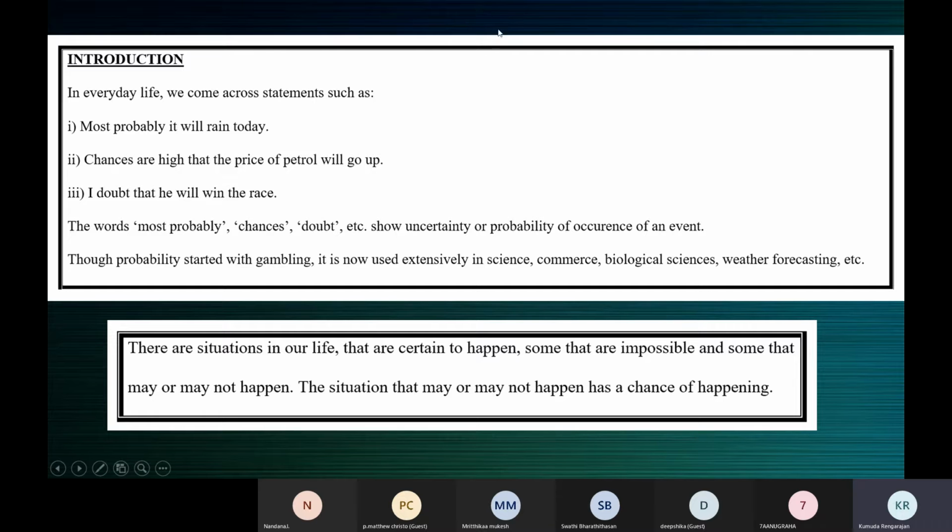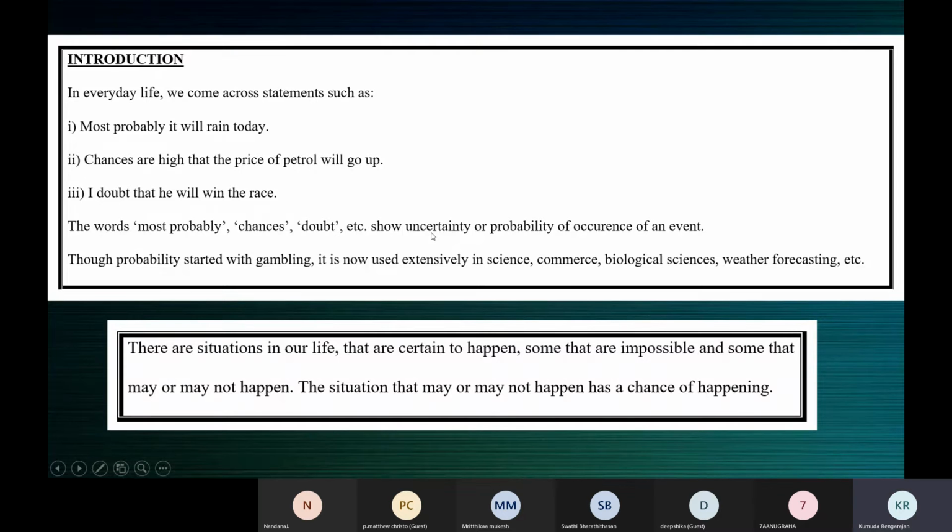So what are the words you see in these statements? You've used the word probably, because you're not sure. It may not rain also. You don't know what will happen, but looking at the clouds in the sky, you feel most probably it will rain today. Look at that word, probably. Chances are high. Again, there's a good chance that the price of petrol will go up, but you don't know. I doubt. All these words suggest some uncertainty.